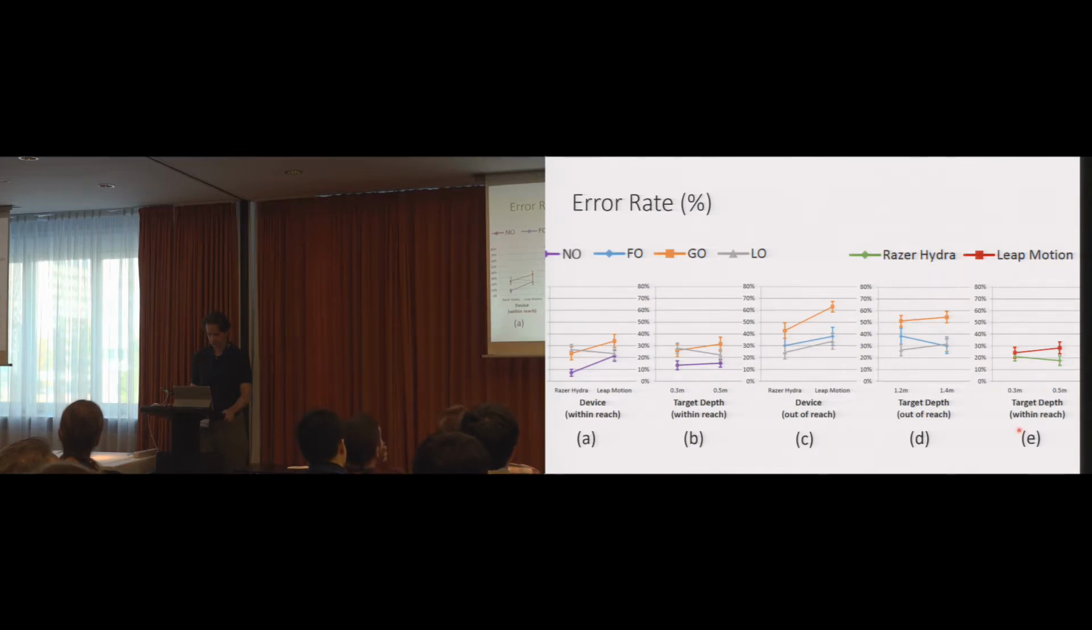And let's see, we move on to graph E. This was interaction between device and depth. Again, this was a significant interaction. At 0.5 meters, the Razer Hydra has a significantly lower error rate than the Elite Motion, but at 0.3 they did not differ significantly, so it sort of separated out as distance got larger.